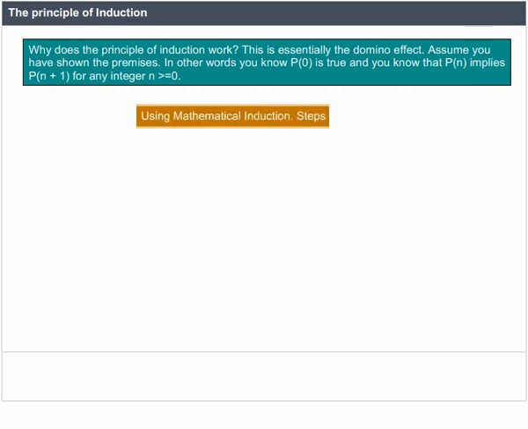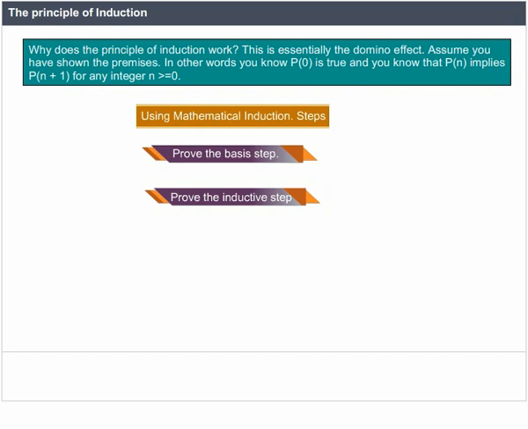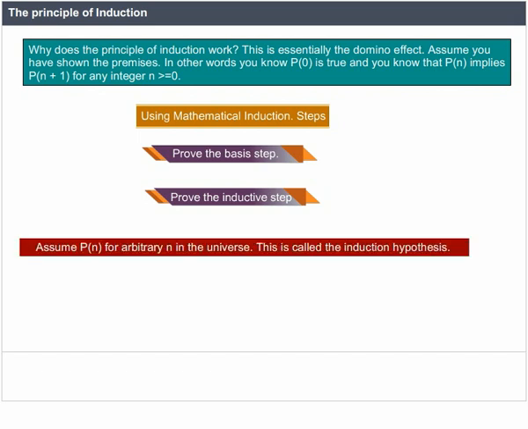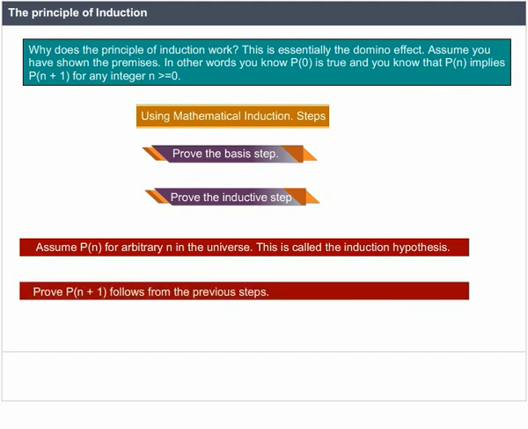Using mathematical induction, the steps are: number 1, prove the basis step. Number 2, prove the inductive step. Assume P(n) for arbitrary n in the universe. This is called the induction hypothesis. Prove P(n+1) follows from the previous steps.